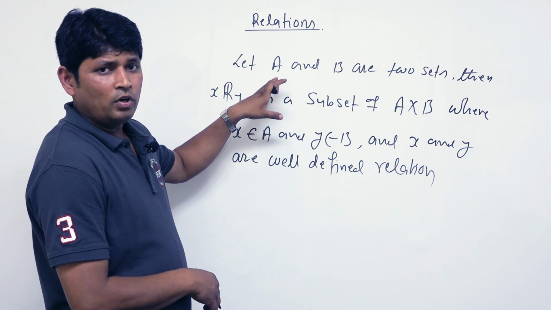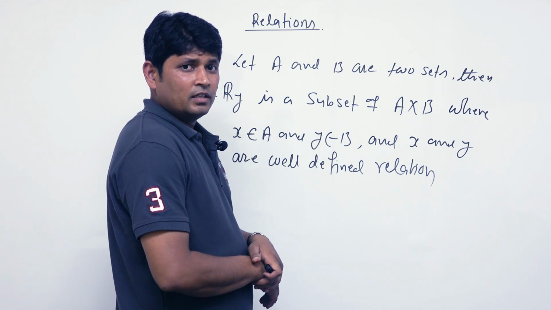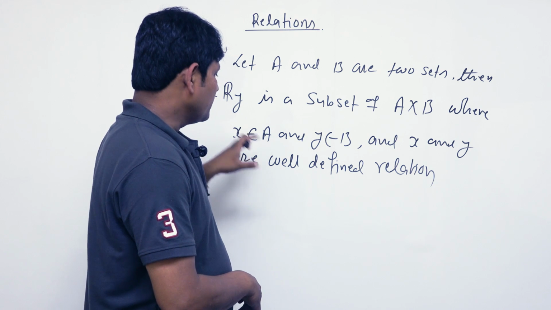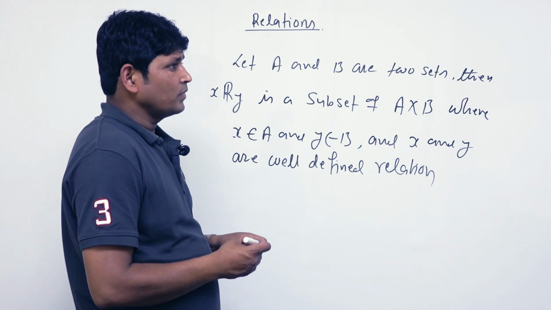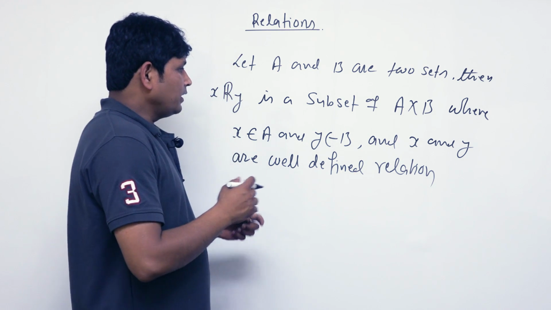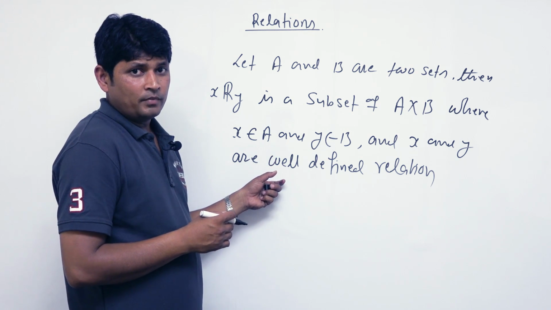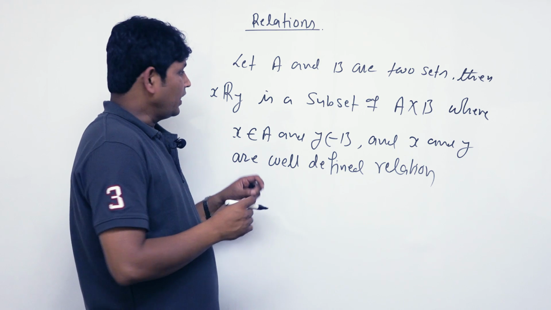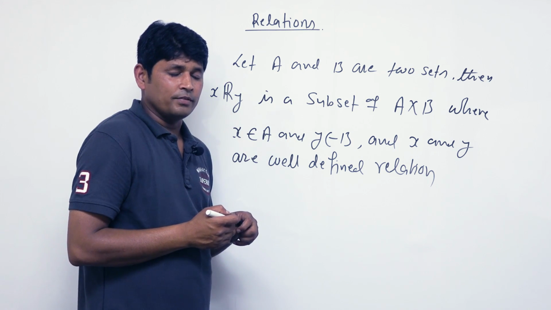Just like before I explained, the husband and wife relation is a well-defined relation. So this way we can define relations. Now we have to understand that we can represent relations in different forms: in the tabular form and in the graphical form. For that I will take another example to show you the tabular form and graphical form.